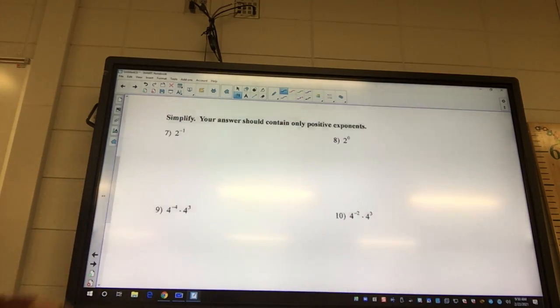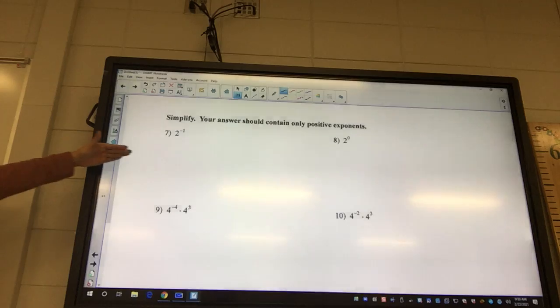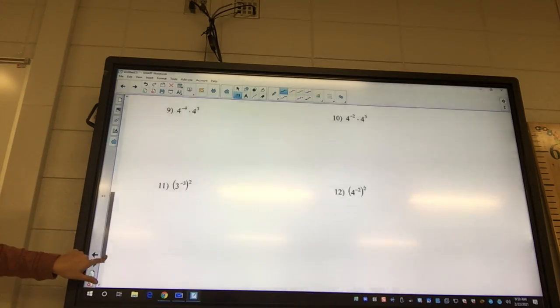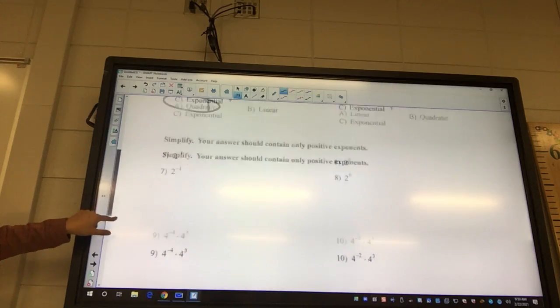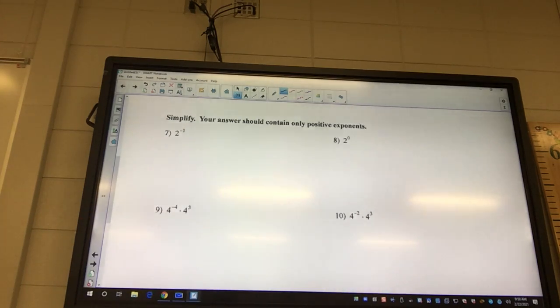Okay, all of the rest of the exponential ones are going to go in this order: simplifying, product rule, power rule, division rule, on every single question. The very first one is going to be simplifying, and then product rule, then power rule, then division rule. If you need this on your paper, write it down. This is what we do with the exponents.